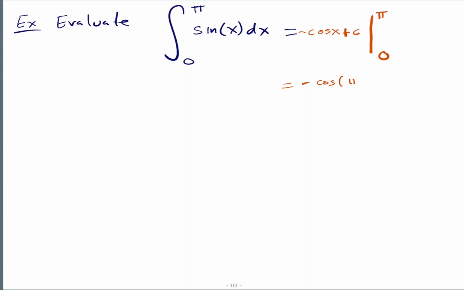All right, so what do I have? Minus cosine of pi plus c, right? Minus cosine of 0 plus c. What happens with the c's? They cancel out, right? So you have plus c, but then you have minus c, so that's why you never write it, because it's just going to cancel out anyway. You can write it if you feel like it, but you don't have to. When it's a definite integral.